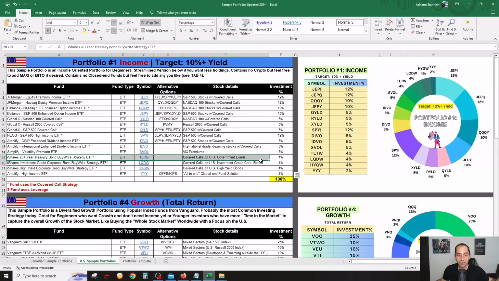So you could actually get some really nice income off fixed income now, because covered calls help with that. So you have these three. I put 4% each. Again, you could play around with the percentages. If you don't even care about fixed income, you don't even need these three.